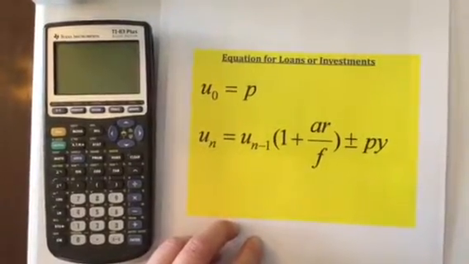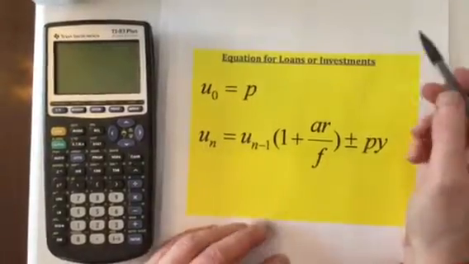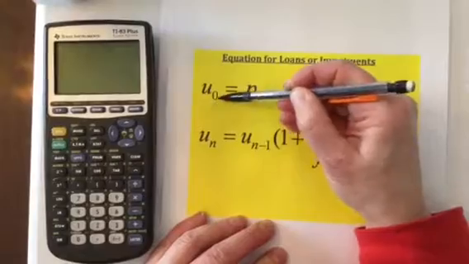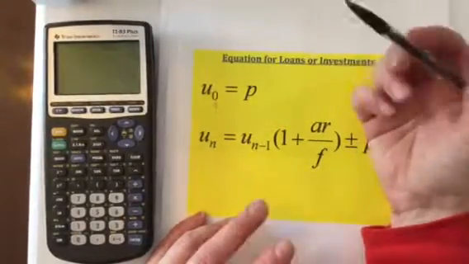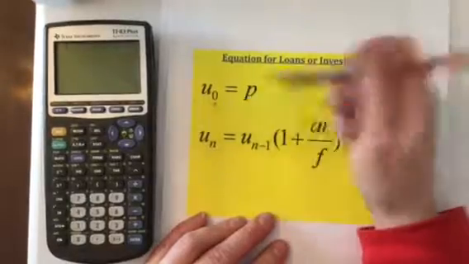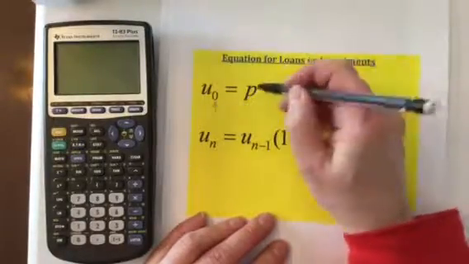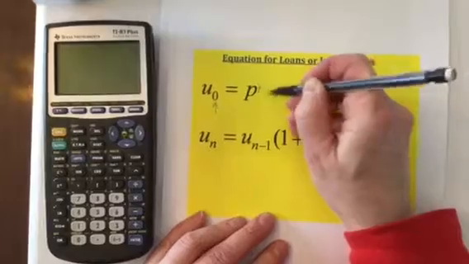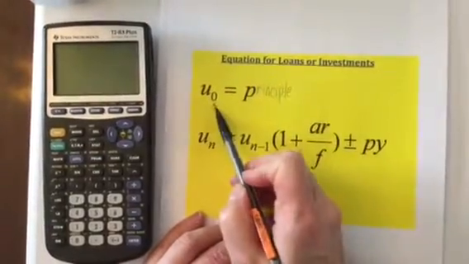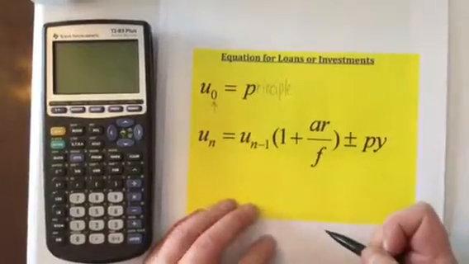So if we were to write a recursive equation for loans and investments, our u sub 0, and we're always going to use u sub 0 here, this is an anniversary type problem. Nothing happens before the first anniversary. So we're going to enter the principal. P stands for principal, or the amount you invest, and that's going to be your u sub 0.